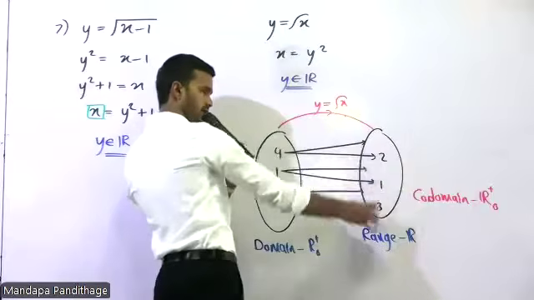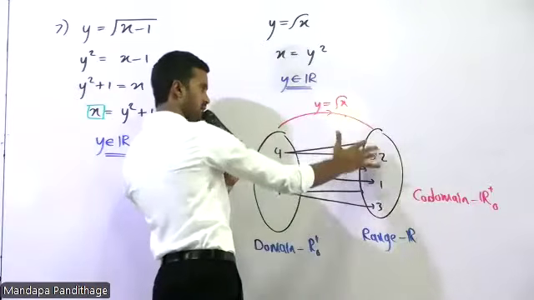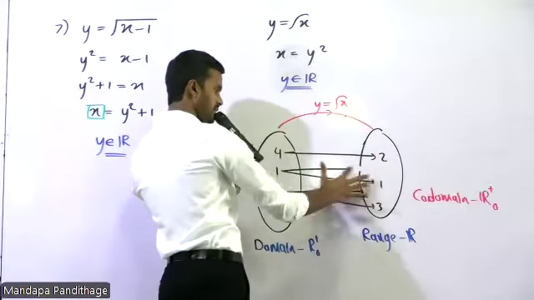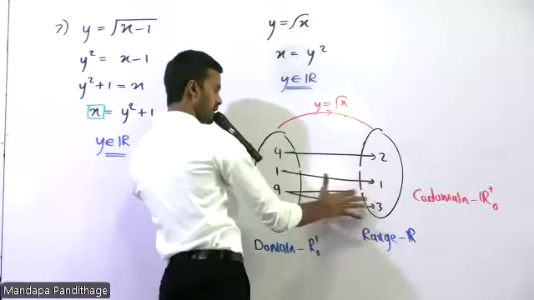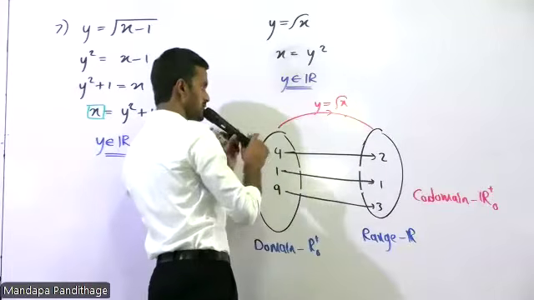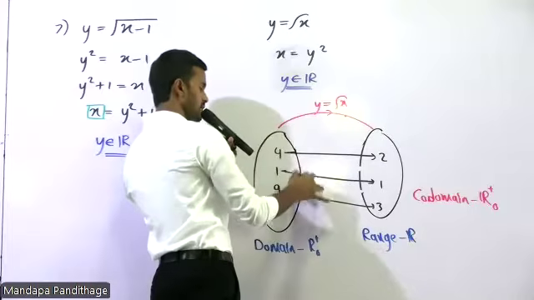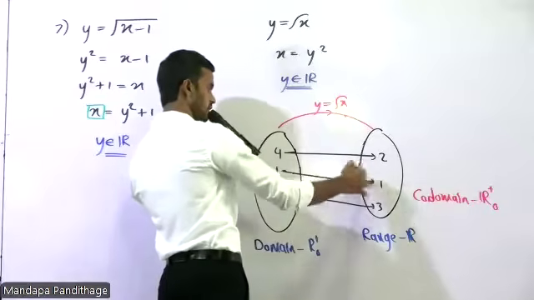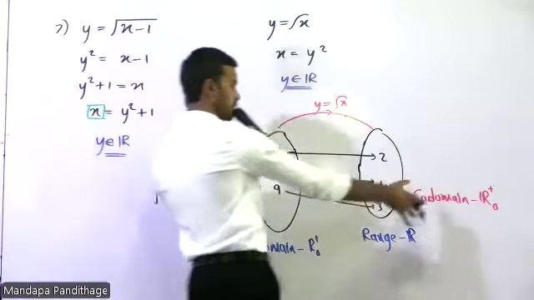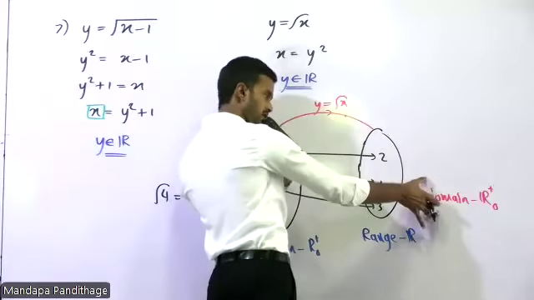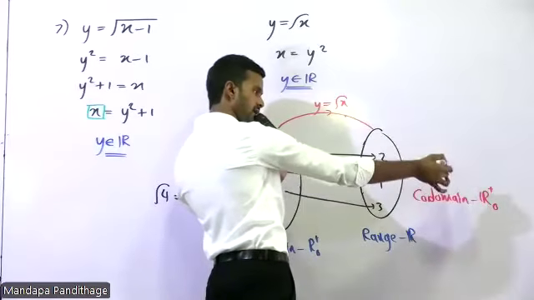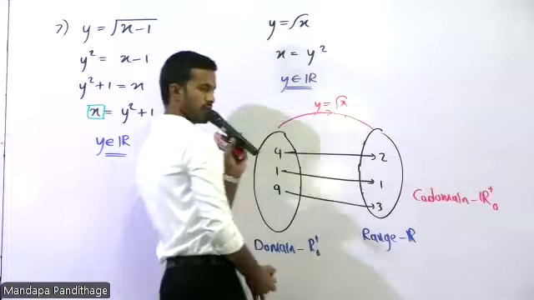So if the codomain only consists of positive answers, these arrows will go away, which means my previous one-to-many relationship has been converted into a one-to-one relationship. So what did I do? The codomain of a square root function is defined as the positive real number set.